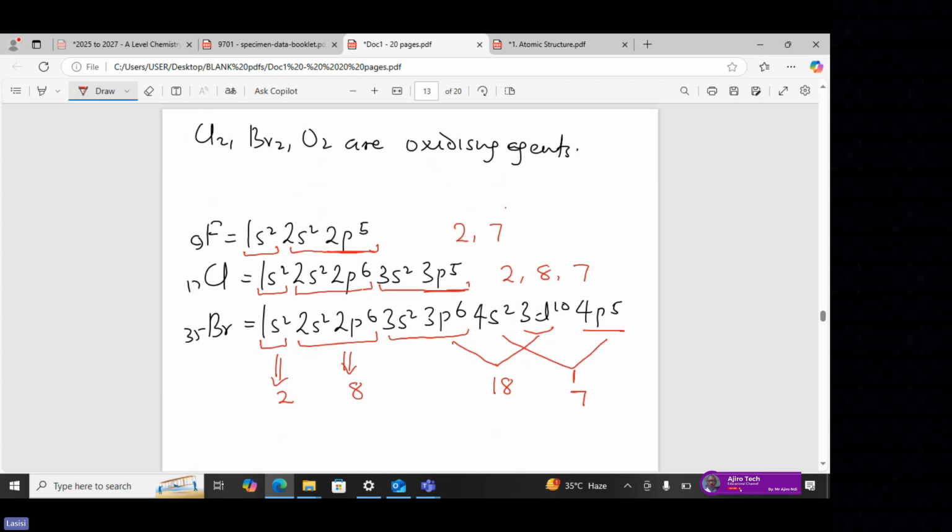Just give me the group and I will tell you. I just look at the number of electrons in the outer shell. 4s and 4p are in the outer shell. Now, why do you think 4s came before 3d?